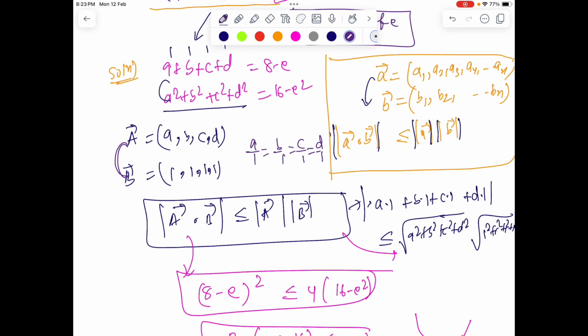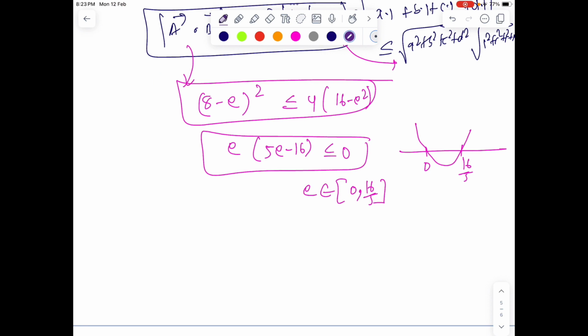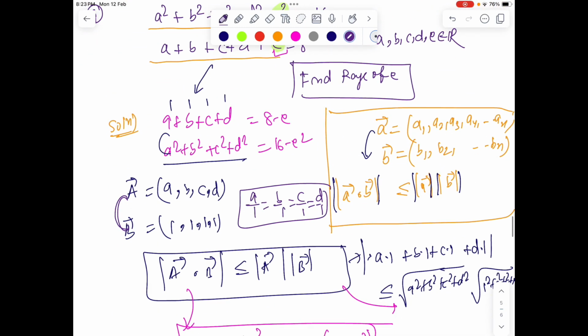How? Because for these two vectors, for equality to take place, A must be lambda B. It means A by 1 must equal B by 1, must equal C by 1, and must equal D by 1. So A, B, C, D must be equal. When they are equal, under those conditions, you can just test for the value of E. And in fact here in this problem, the equality in both cases will be achievable. A little bit you can think about by yourself.